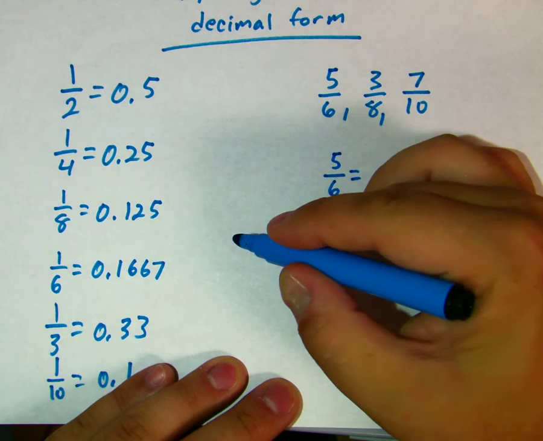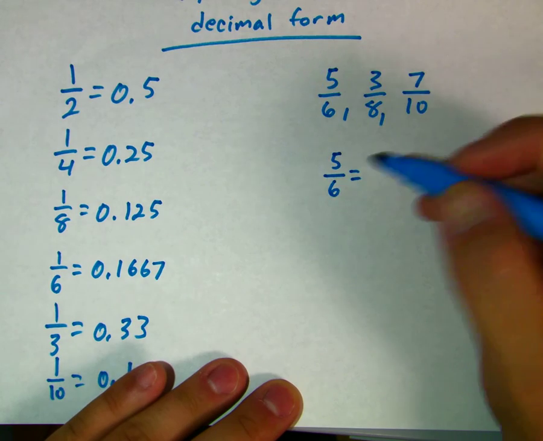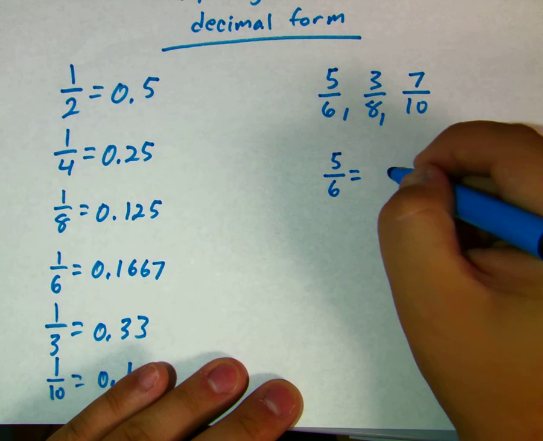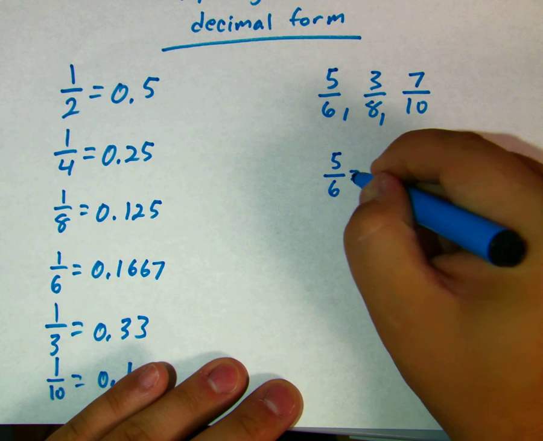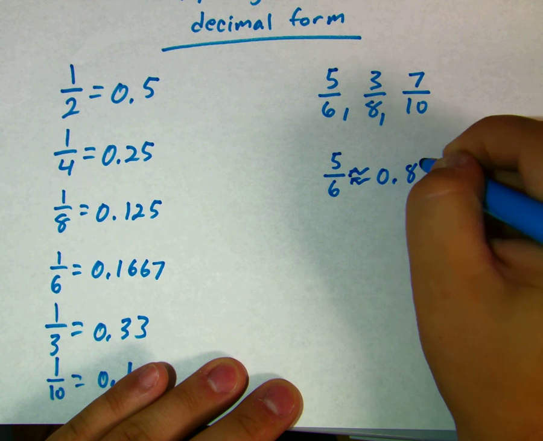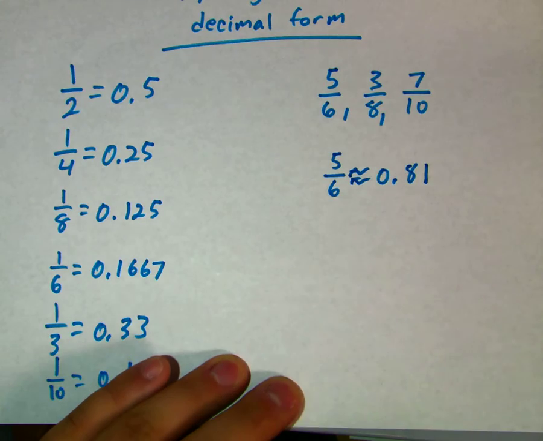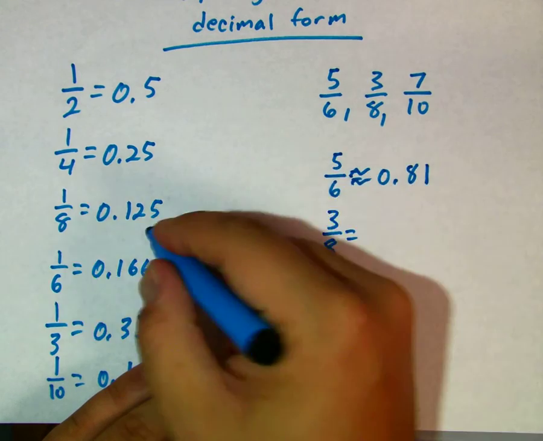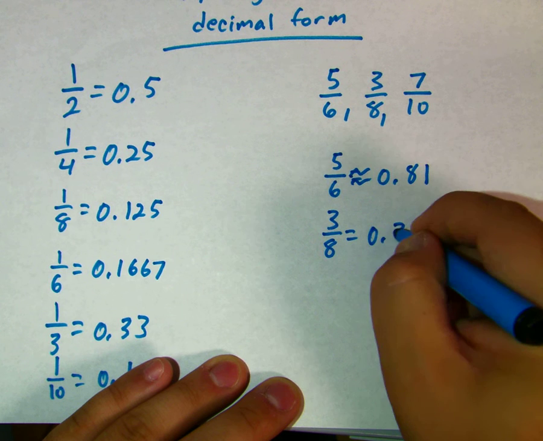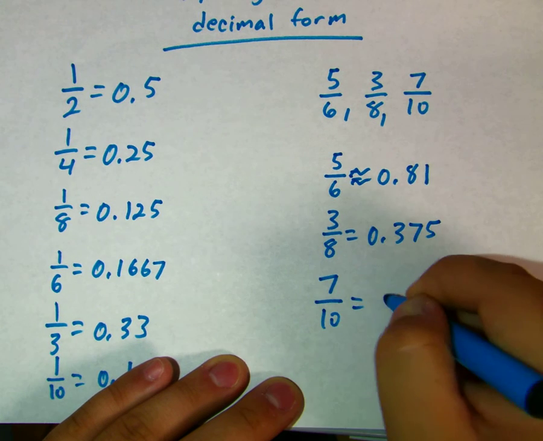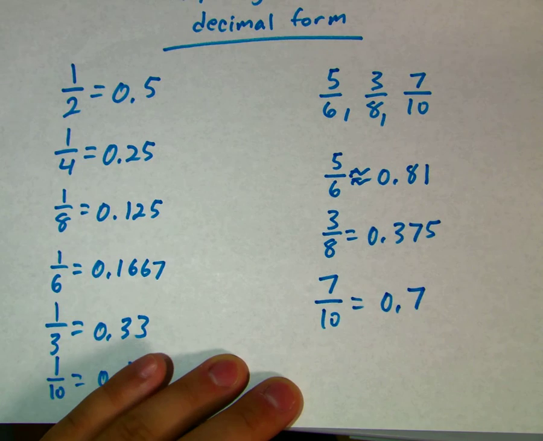5/6 equals 0.166 times 5. So 5 times 1 is 50, and then 5 times 6 is 80. So this is roughly 0.81. 3/8: 0.125 times 3 is 0.375, and 7/10 is just like it sounds, 0.7.